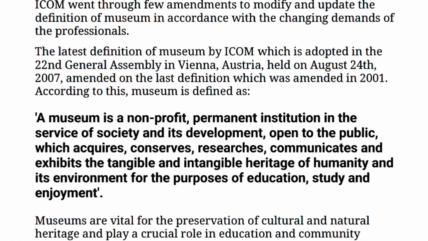in Vienna, Australia, held on August 24, 2007, amended on the last definition which was amended in 2001. So basically जो last definition था that got amended in 2001. So वो जो 2001 में जो definition दिया गया था उसको अपडेट किया गया in the Second General Assembly that held in Vienna, Australia. और उसी Vienna, Australia में जो General Assembly हुआ, इसमें जो amendment take place किया वो accept किया गया as the latest definition of the museum.